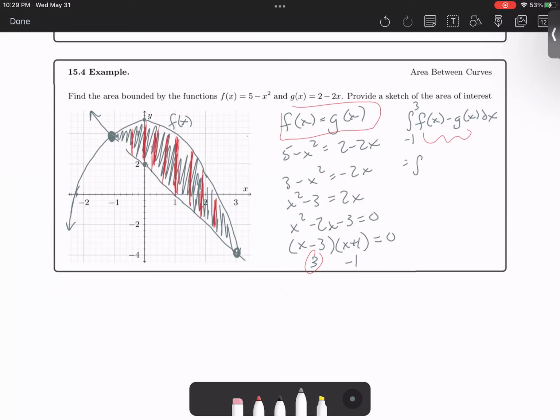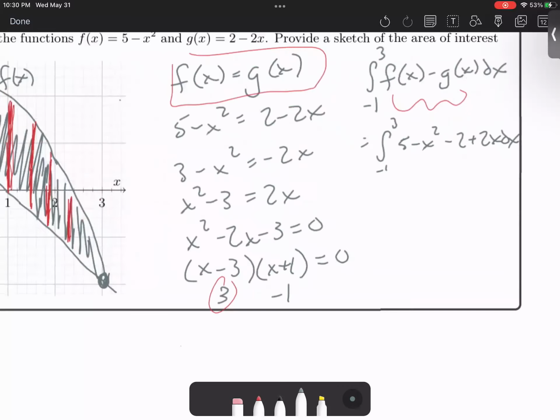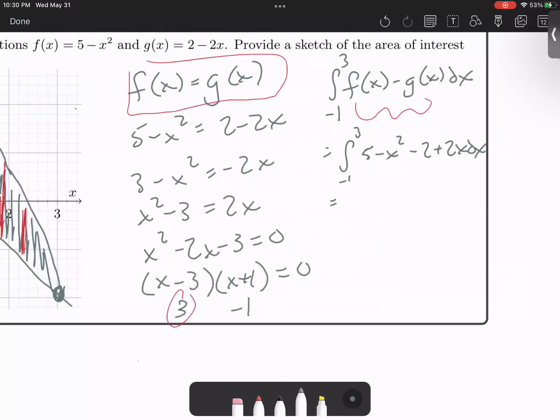All right. Integral from minus 1 to 3. F of x is 5 minus x squared. I subtract 2 minus 2x. Right, notice I subtract 2 minus 2x. So make sure to distribute that negative sign. All right, minus 1 to 3. We've got a 5 and a minus 2, so that gives us a 3. We have a minus x squared and a plus 2x. Now let's anti-differentiate. 3x minus 1/3 x cubed plus x squared between minus 1 and 3.